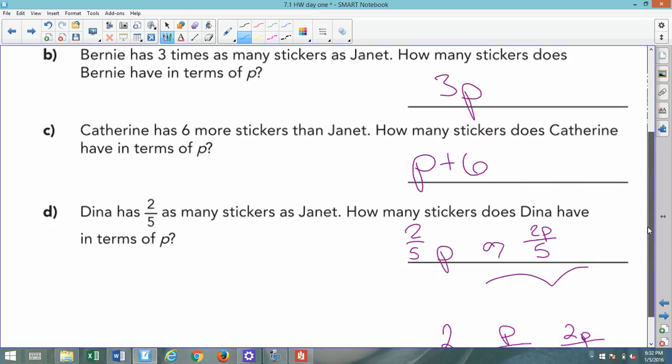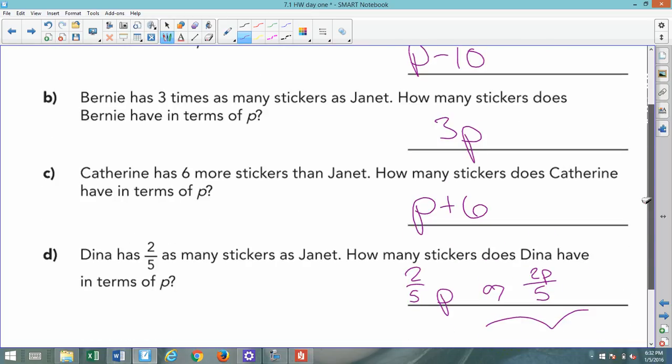Catherine has 6 more stickers than Janet. How many stickers does Catherine have in terms of P? Well, 6 more would be plus 6. And last but not least, Dina has 2/5 as many stickers as Janet. How many stickers does Dina have in terms of P? You could do 2/5 P or 2P over 5. It's going to be the same thing.